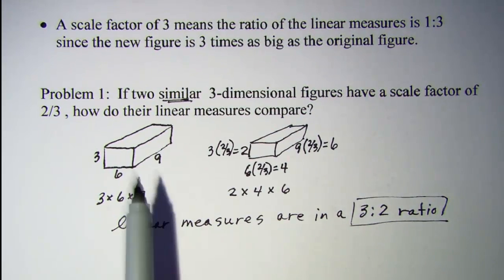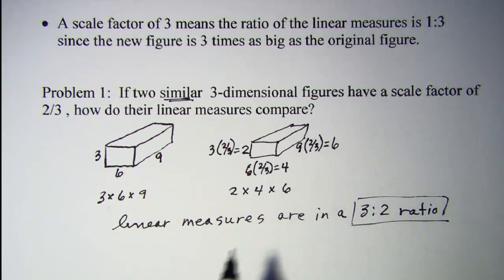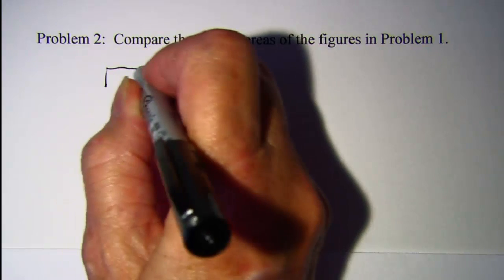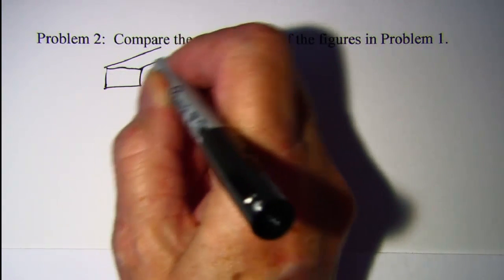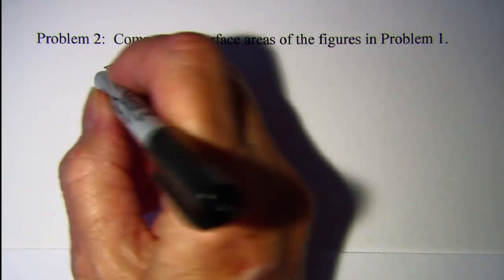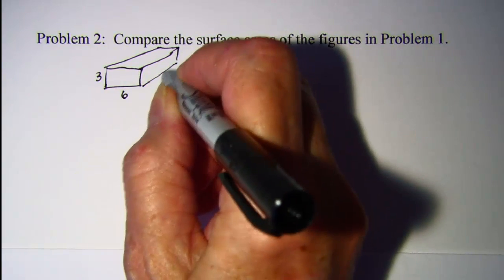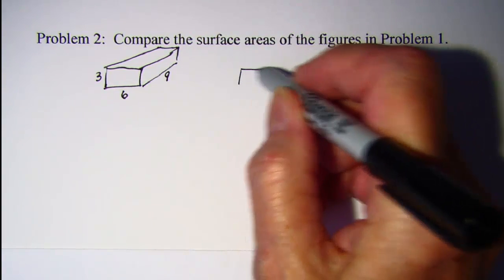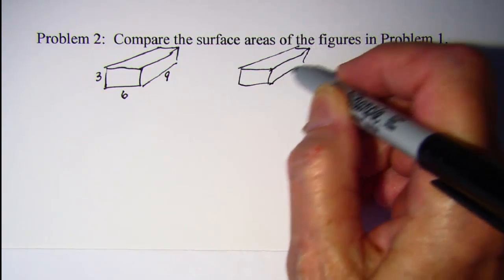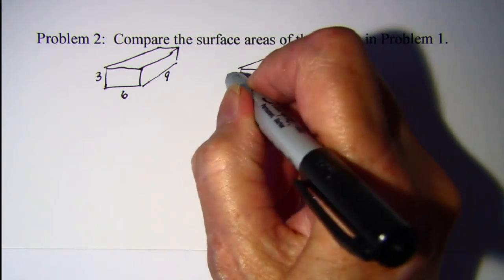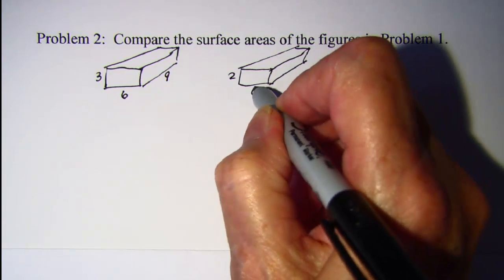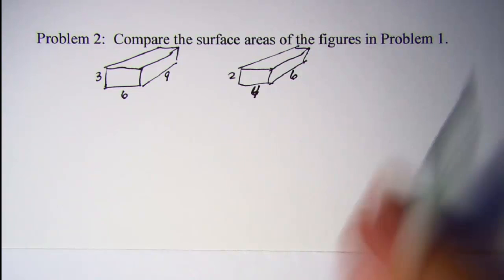Now let's compare the surface areas of these. Let me copy the diagrams again here. We said the dimensions on this one were 3 by 6 by 9. And then on our new figure, the dimensions were 2 by 4 by 6.